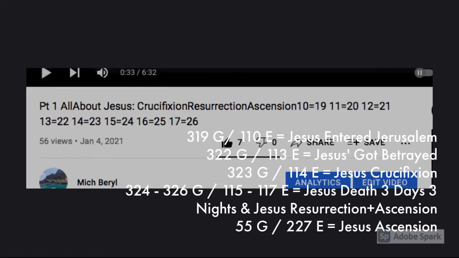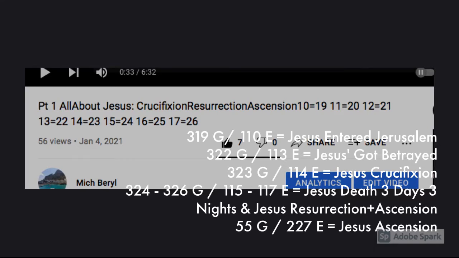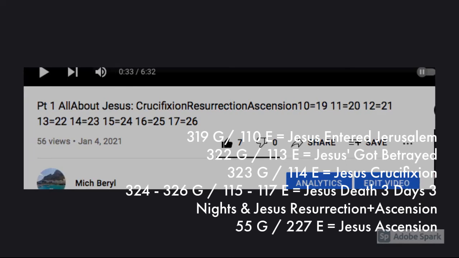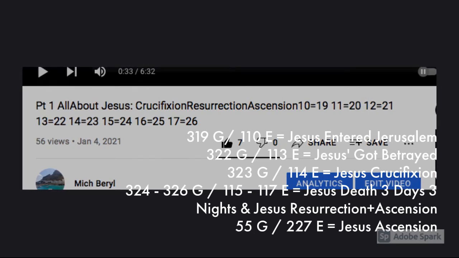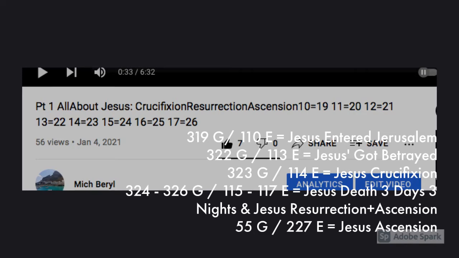I want to go over the numbers again related to Jesus. So look at it. The 10th of Nisan, Jesus entered Jerusalem. It was March 19th. So if we only look at the date, it is 19, then the 13th is when Jesus got betrayed. It's March 22nd, so it's 22.